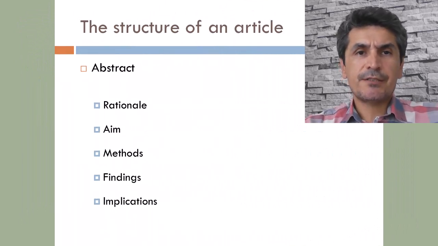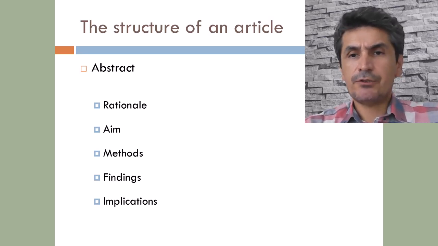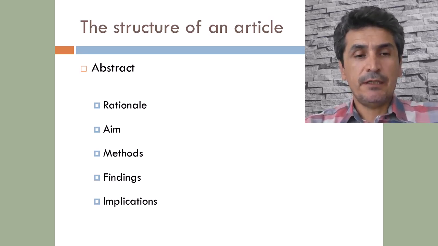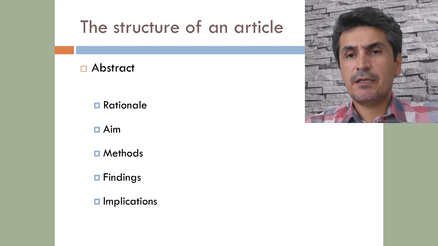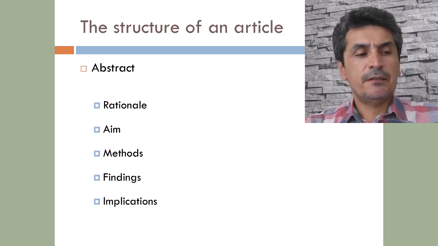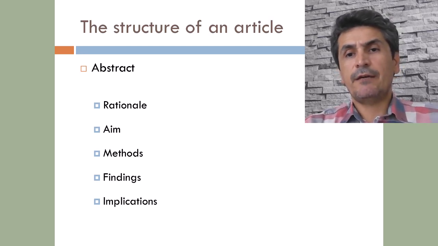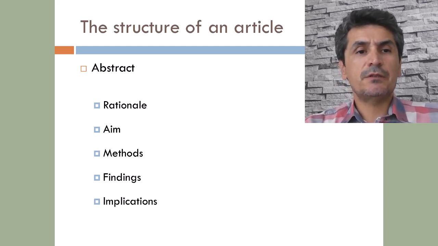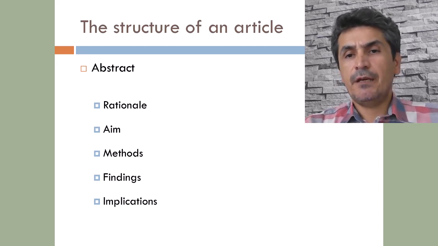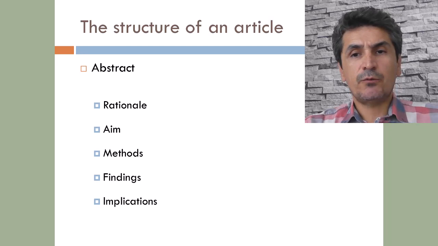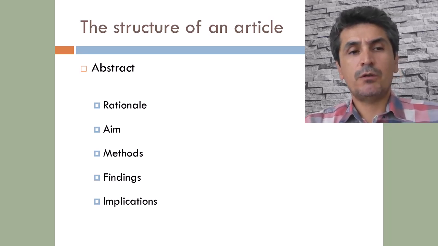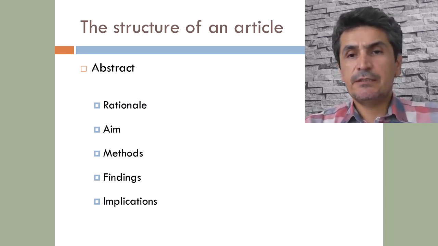Abstract is the most succinct, brief summary of the article, focusing on the rationale, the aim of the article study, methods, findings, and implications. So while writing the abstract, you will have a very limited space because journals usually have a word limit on writing the abstract, 150 words, 250 words. So usually each of these need to be summarized in a single sentence.